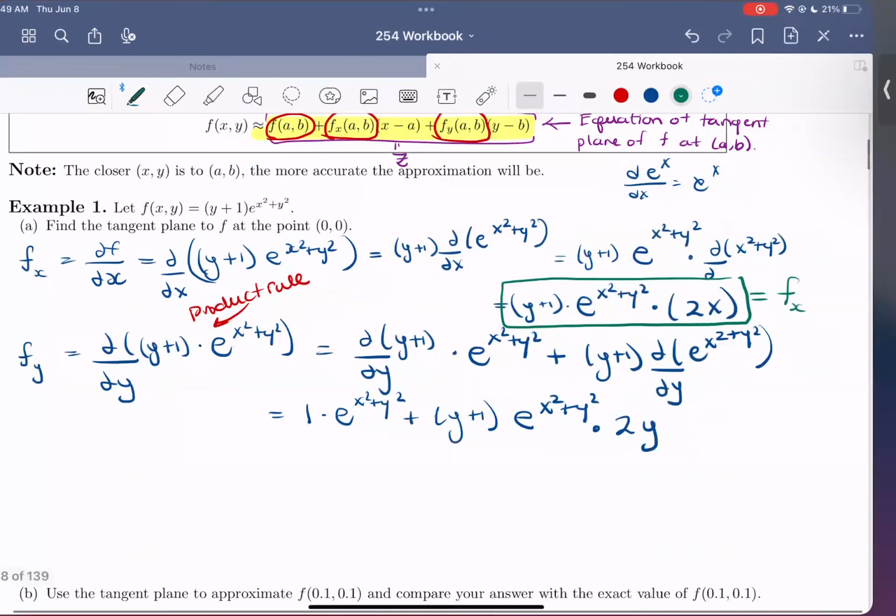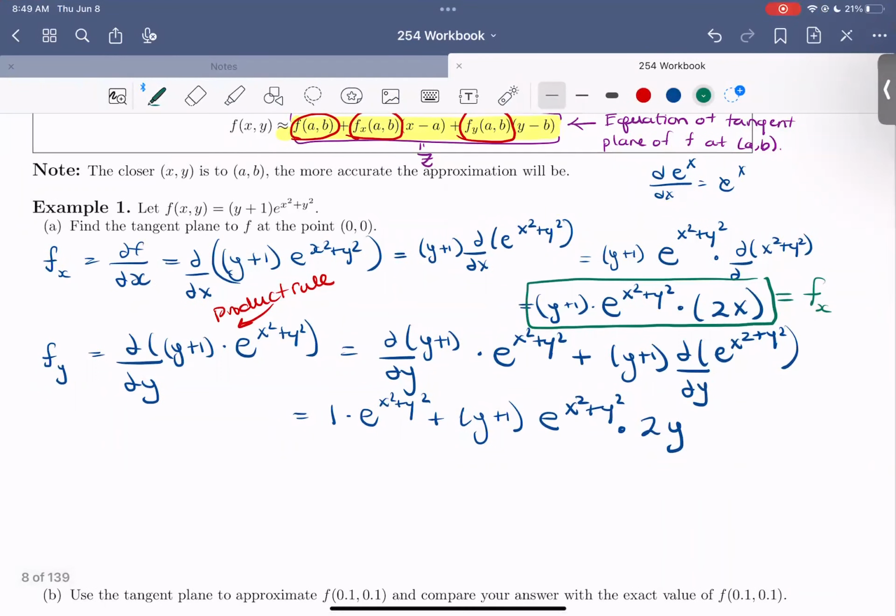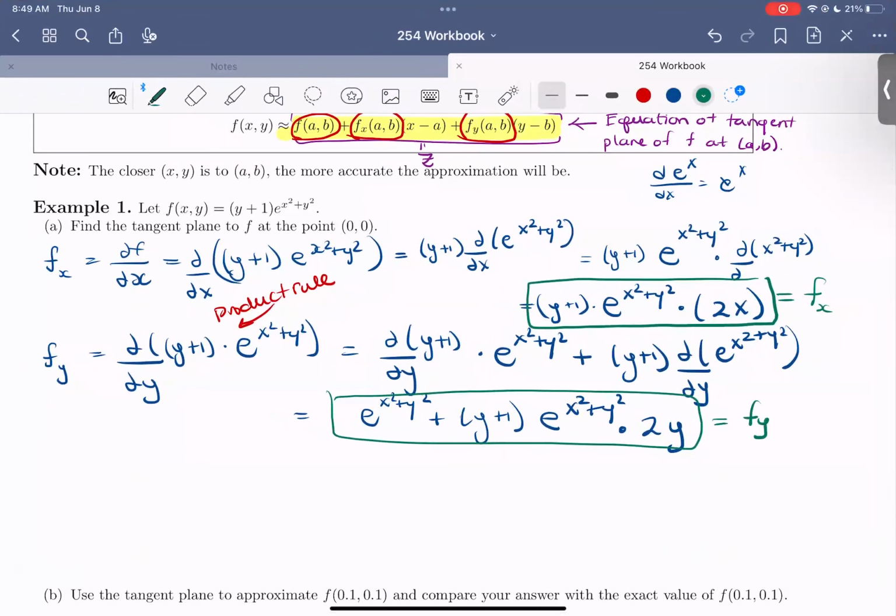So then this is our partial with respect to y. And we can clean this up here. I don't need this 1 because we're just multiplying by 1, no big deal. So this would be our partial with respect to y. And we could simplify this further. I'm not too worried about that. What I am worried about, though, is taking that derivative, keeping the variable that we're not varying constant.